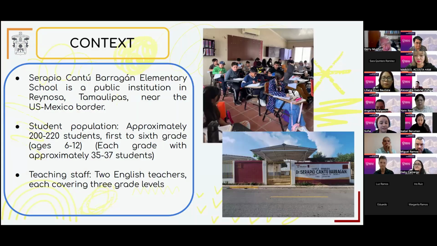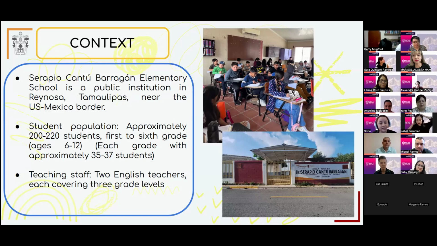Let's start with the context of this study. Serapio Cantú Barragán Elementary School is a public institution in Reynosa, Tamaulipas, near the border between the USA and Mexico. Approximately between 200 and 220 students attend from third to sixth grade, between 6 and 12 years old. Each grade has between 35 and 37 students.